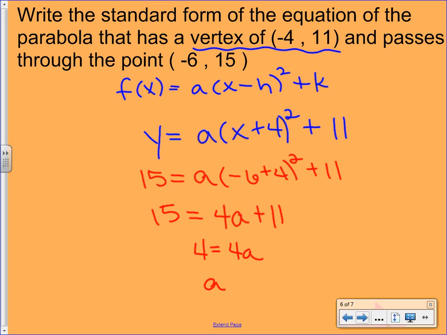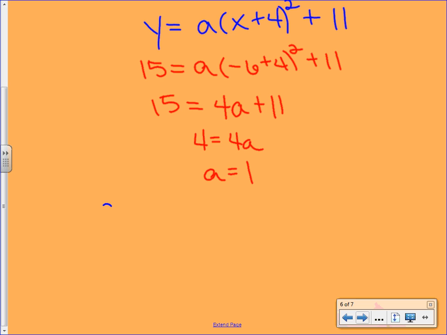And what is a? 1. Okay? So in standard form, we have f of x is 1 times x plus 4 squared plus 11. If you write 1 right here, that's fine. It's being redundant though, because we can assume if there's nothing there, it's 1. But if you write 1, I am not going to fault you for it. Okay.